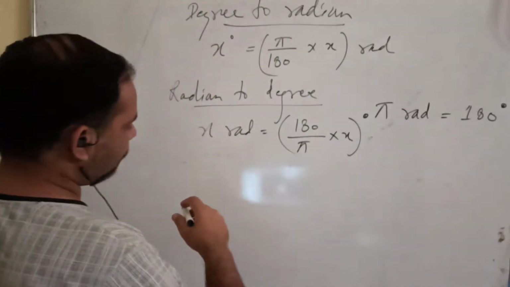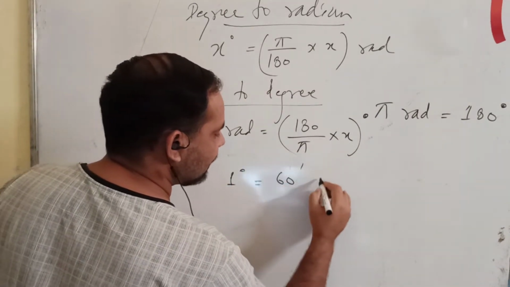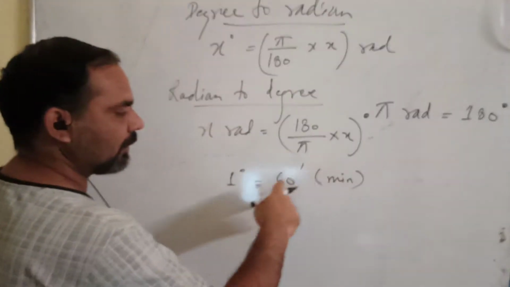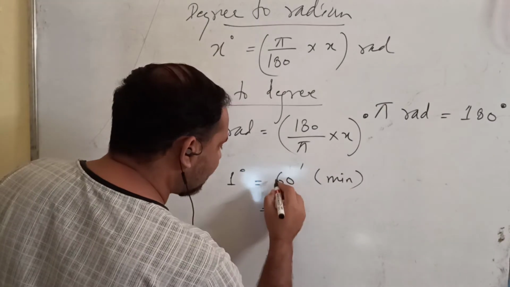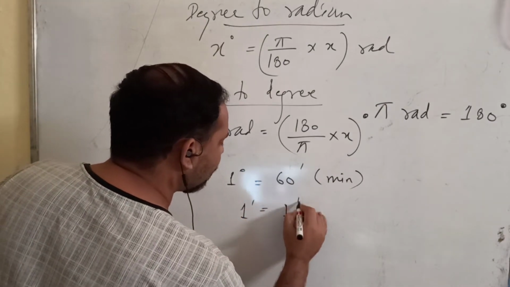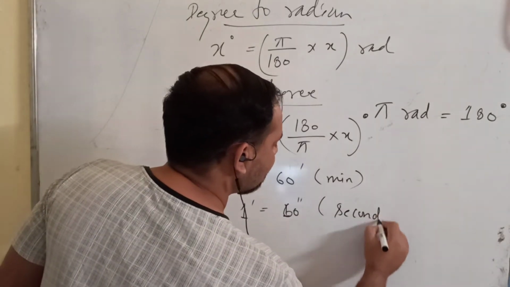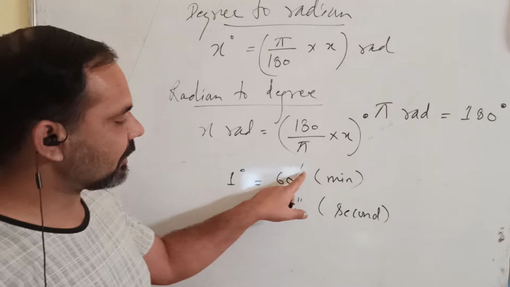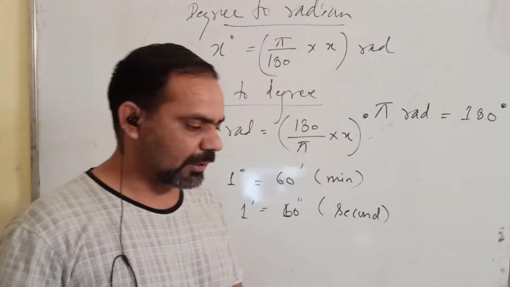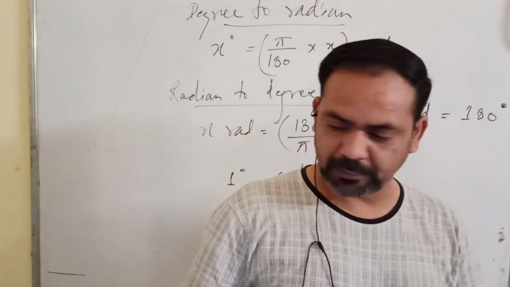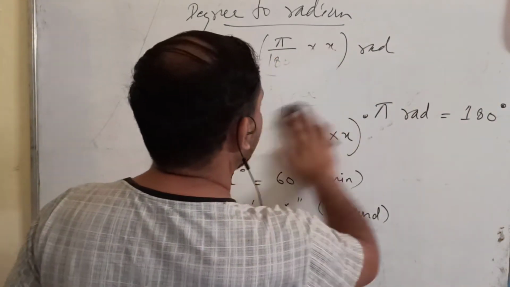Okay, now one more thing, that 1 degree is equal to 60 minutes. This is the sign for minutes. This minute is the smaller unit for degree measurement, and 1 minute is equal to 60 seconds. This is second. So 1 degree equals to 60 minutes and 1 minute is equal to 60 seconds. These are the smaller units to measure the angle. Okay, so this was about the measurement of an angle.